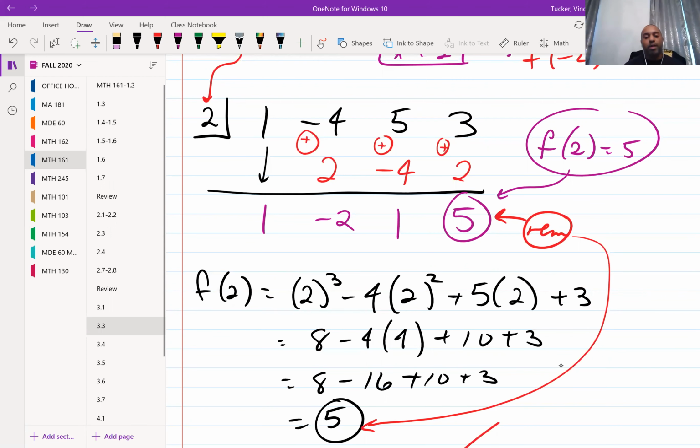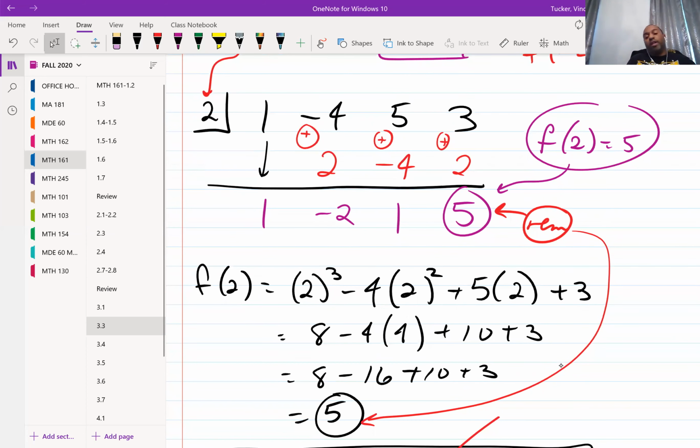So 2 cubed minus 4 times 2 squared plus 5 times 2 plus 3. 2 cubed is 8. 2 squared is 4. So it's 8 minus 16 plus 10 plus 3. And that will give you the 5 that we got right here. So those two 5s are the same 5s. So it doesn't matter which way you decide to go about doing it, but the remainder theorem states that you can use synthetic division to find the remainder, or you can plug in 2 into your function to figure out what the remainder would be. And that's going to matter and help us out when we do future exercises.